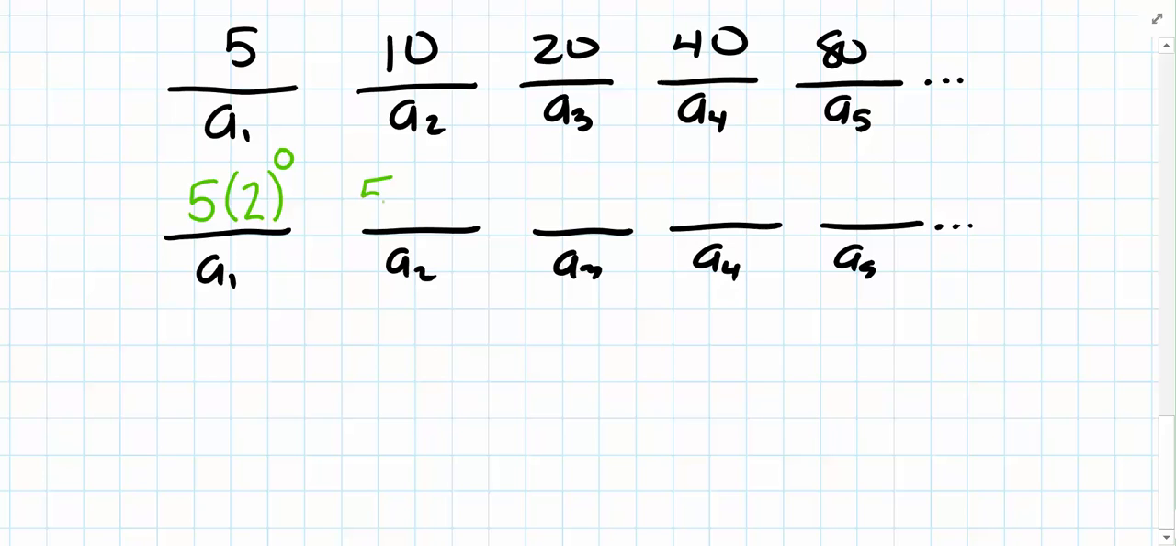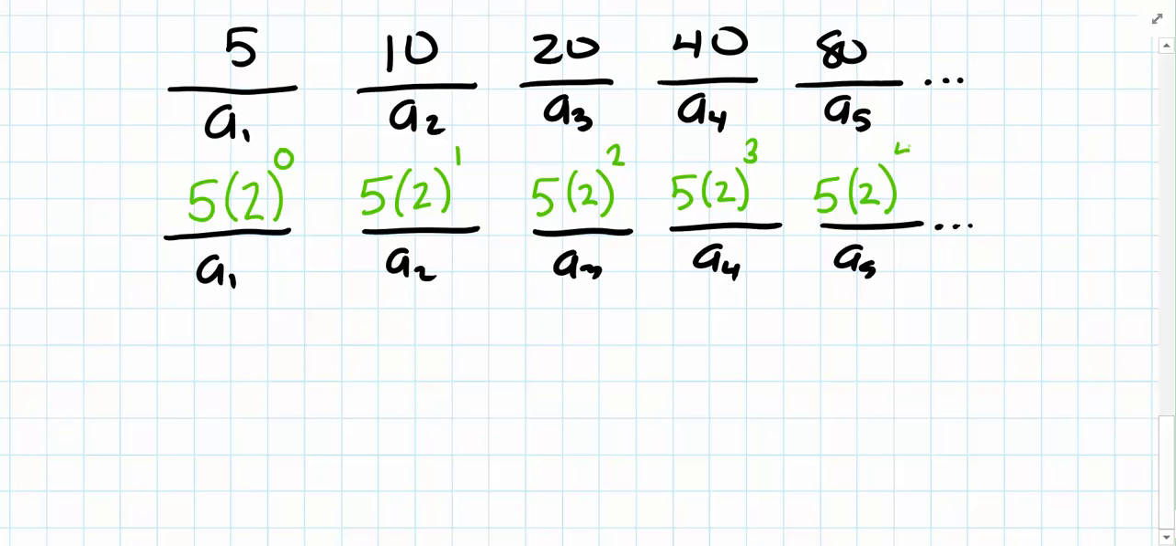Okay, the second term, the number 10, can be rewritten as 5 times 2 to what power? To the first power, right? 10 is the same thing as 5 times 2 to the first. Okay, interesting. The 20 can be written as 5 times 2 to the what power? Squared, yes. 40 can be written as 5 times 2 to the third power. And then just for the heck of it, 80 can be written as 5 times 2 to the fourth power. Okay, I really hope that you see a few things here.